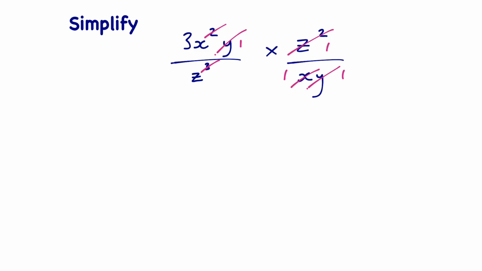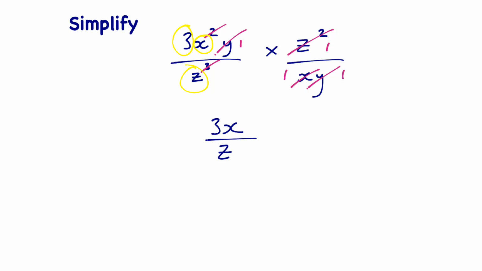Sometimes it can get a bit confusing, so if you want to, just put a circle around what we're left with. So we've got a 3, an x, and a z, and then obviously all these ones won't make a difference. So we've got 3 times x times 1, which is just 3x. Z times 1 is just z, and that's our final answer.